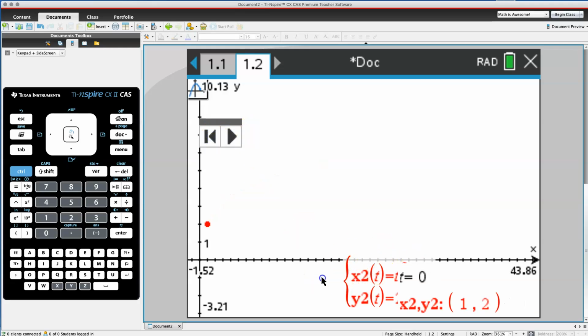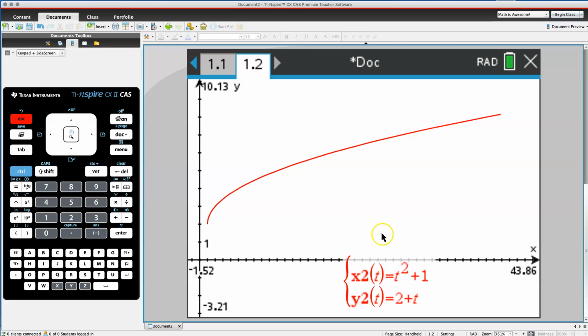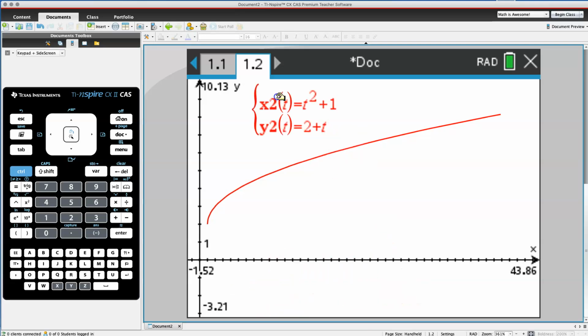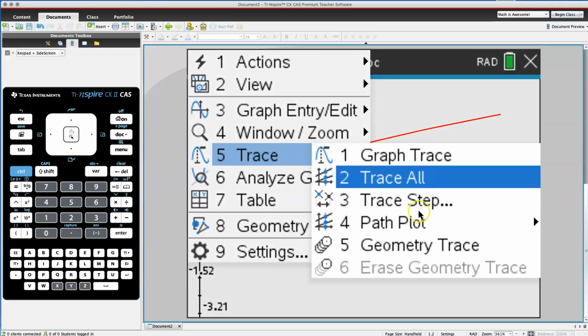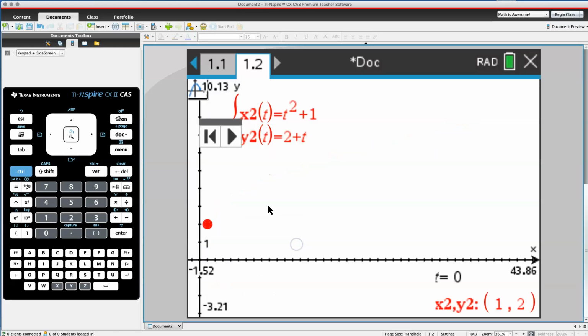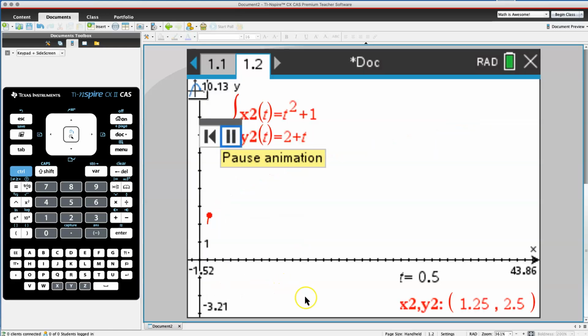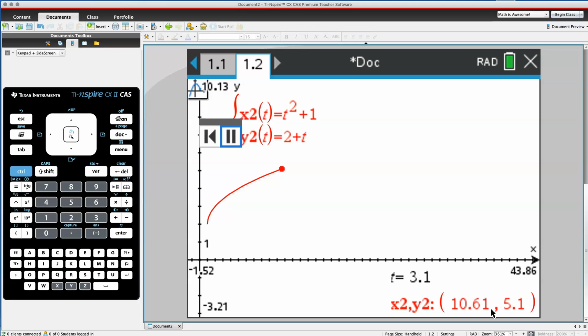I can reset it. I'm also going to try and hit escape here and move this up to here, and I'm going to do this again. So I'm going to do menu, trace, path plot, parametric, and now I can press the play button. And we can see exactly what's going on here for this particular function. It's going to go through the whole path from 0 to 6.28 because those are the values that I limited t to when I actually plotted this particular function of x2, y2 for my parametric.